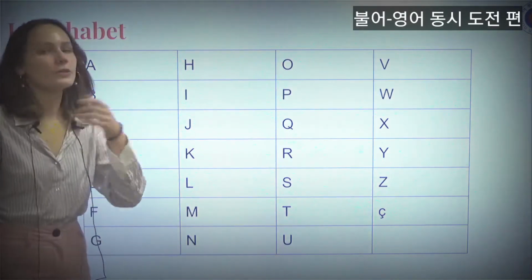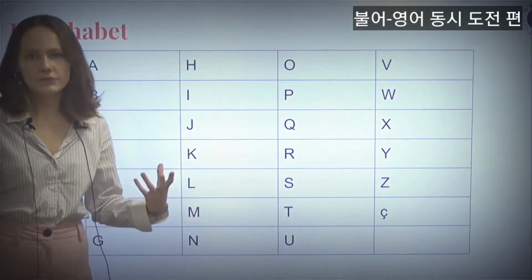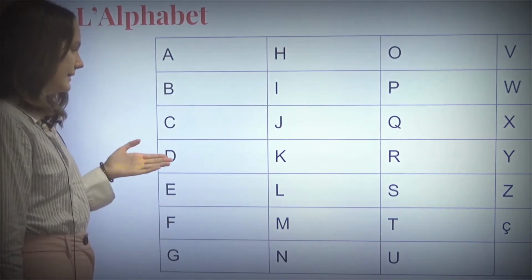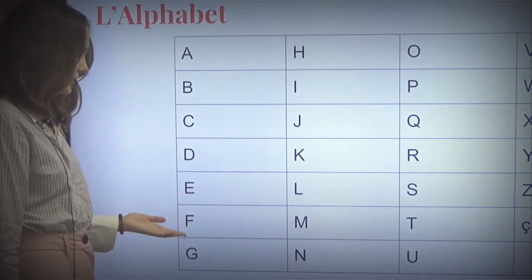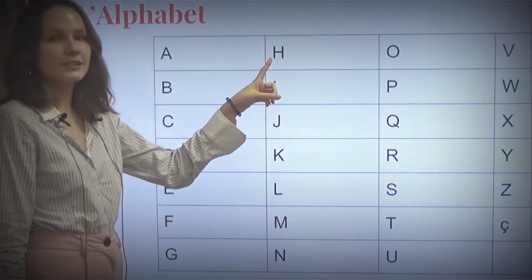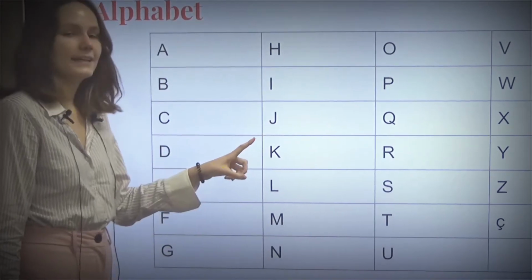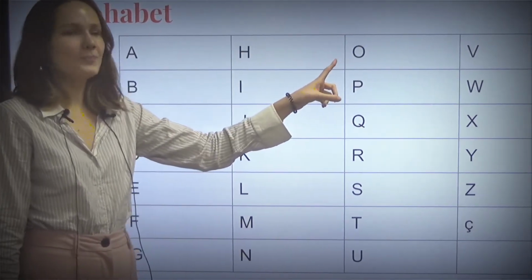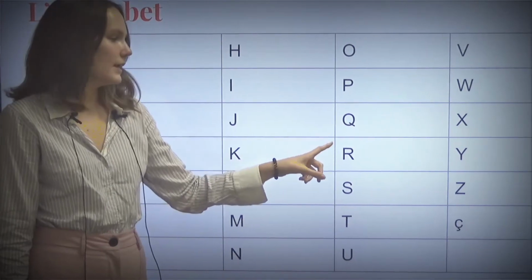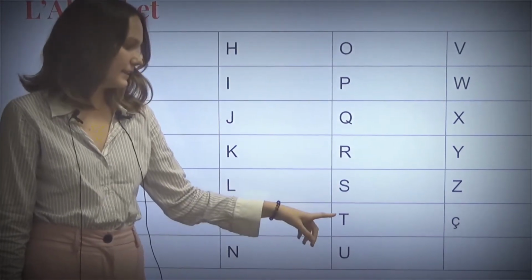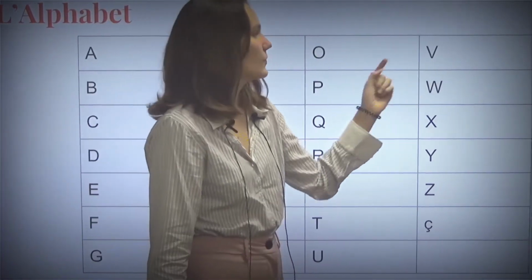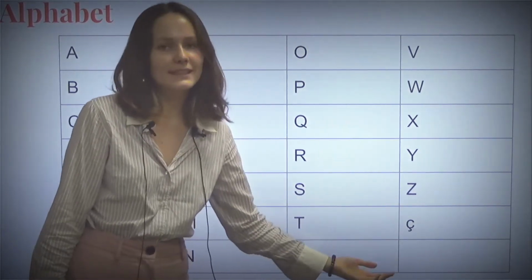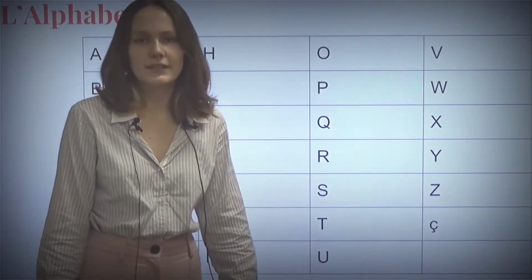So I'm just going to be reading through the alphabet. It's pretty self-explanatory. Just know that it's a different sound. A, B, C, D, E, F, G, H, I, J, K, L, M, N, O, P, Q, R, S, T, U, V, W, X, Y, Z. And this we call the cédille, which when you see it in the word, it's pronounced like an S.